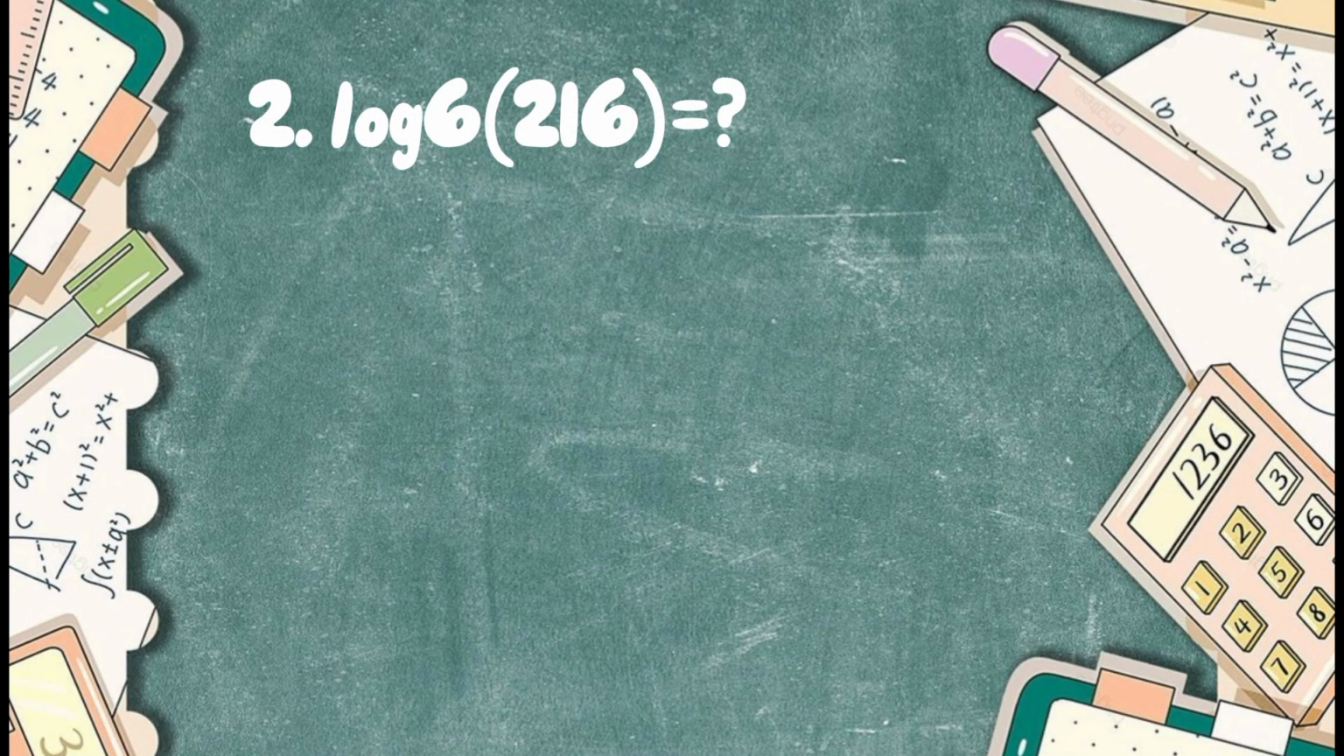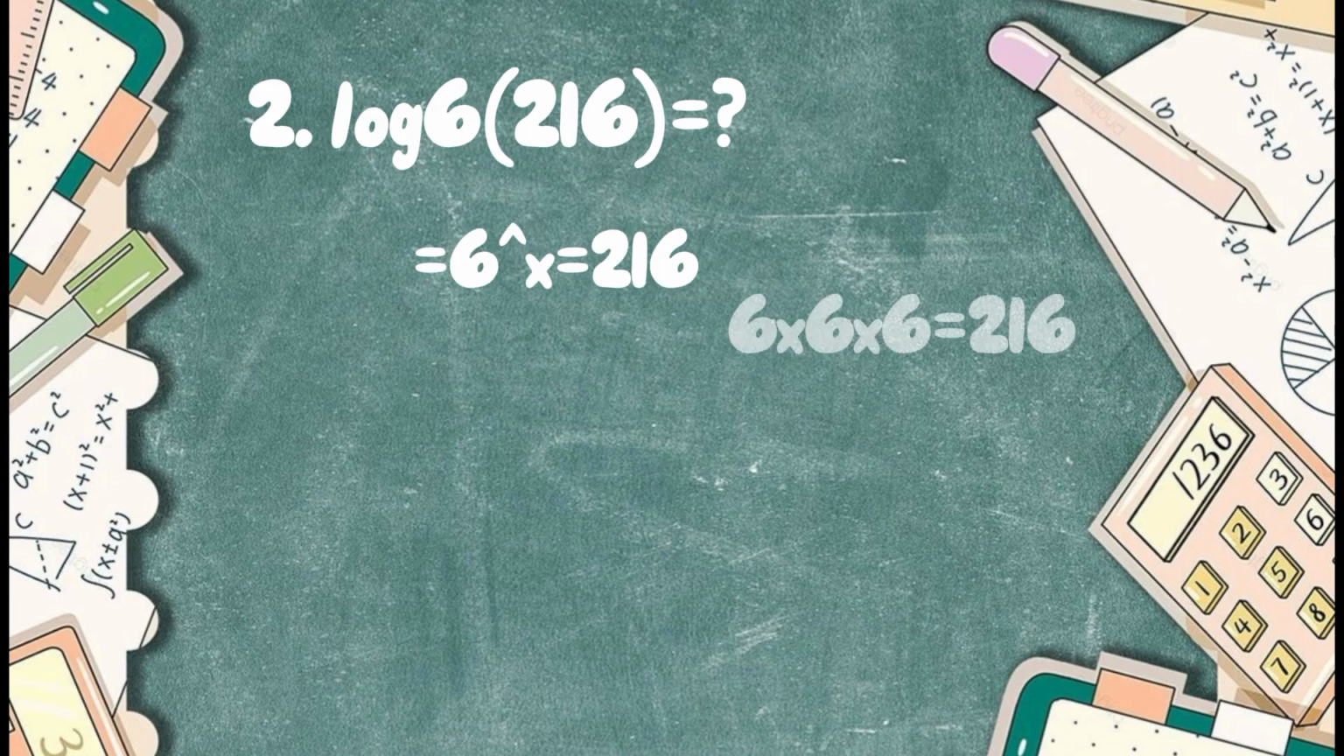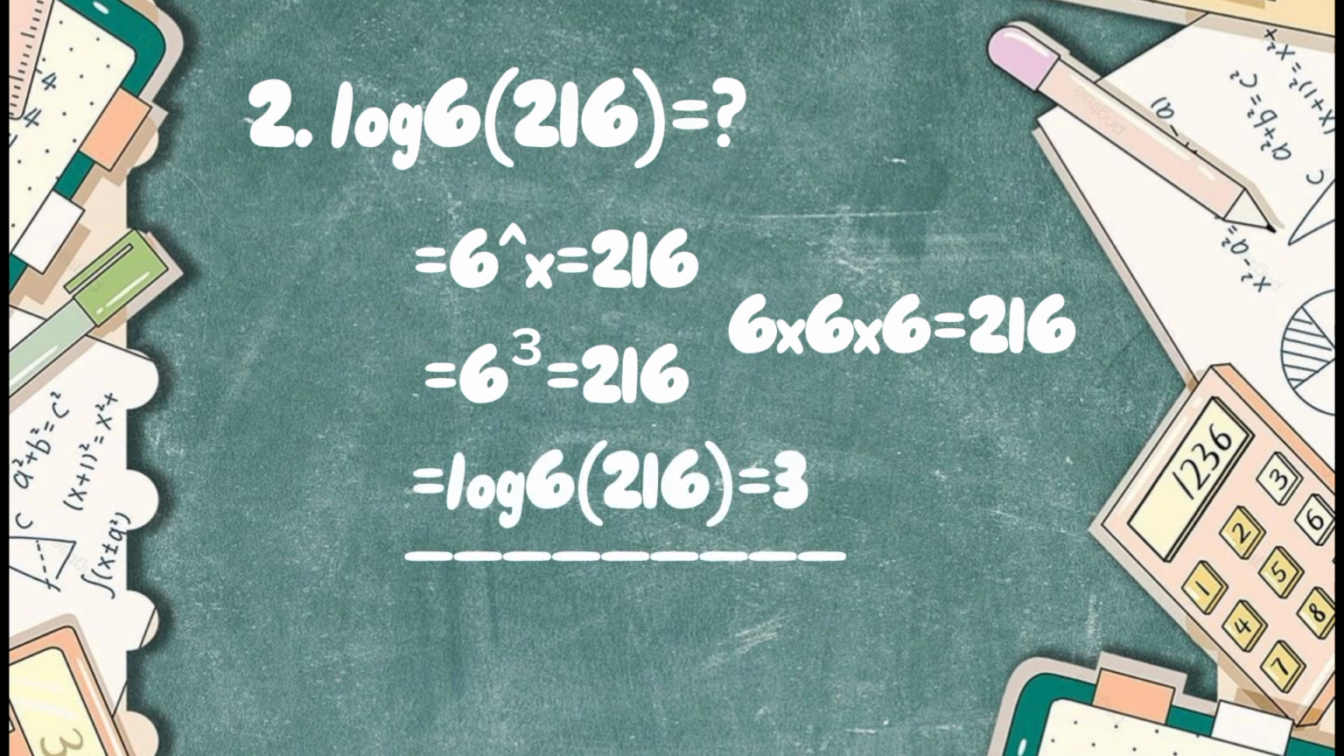Number 2, log base 6 of 216. Para hanapin ang value ni x, gagamitin natin ulit ang exponential form. Kaya magiging 6 raised to x is equal to 216. Mag-iisip tayo kung ilang 6 ang i-multiply para maging 216. Dahil 6 times 6 times 6 is equal to 216, ibig sabihin 6 raised to 3 is equal to 216. Kaya ang magiging sagot ay log base 6 of 216 is equal to 3.